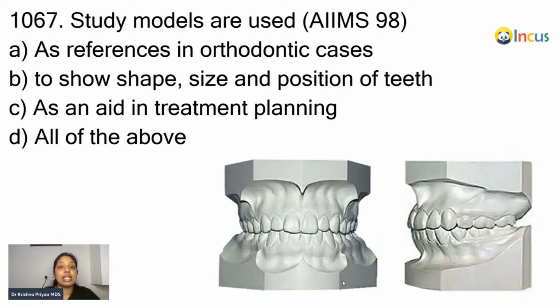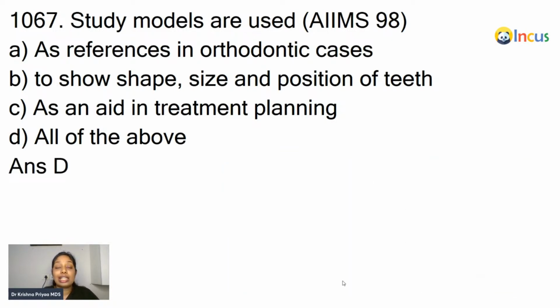Study models are used as a reference in orthodontic cases to show shape, size, and position of the teeth as an aid in treatment planning, all of the above. The answer is very clear. It is all of the above, because study models are the primary need in developing an orthodontic treatment. Even cephalometrics comes under the secondary requirements, but the study models are the primary important requirement for treatment planning.